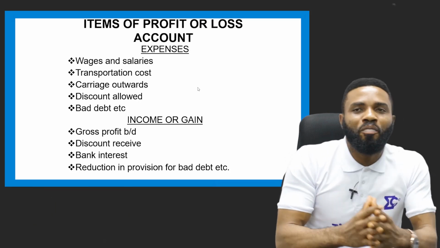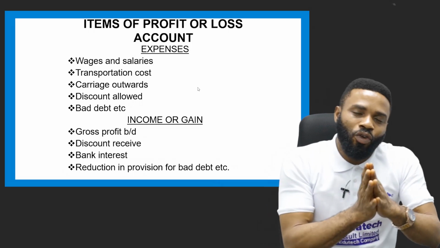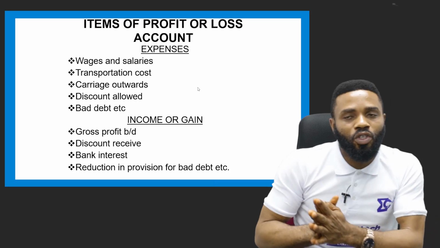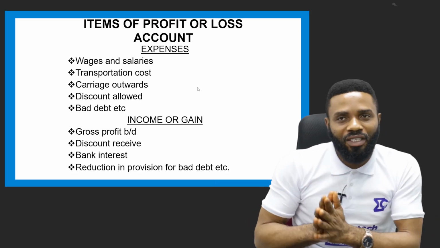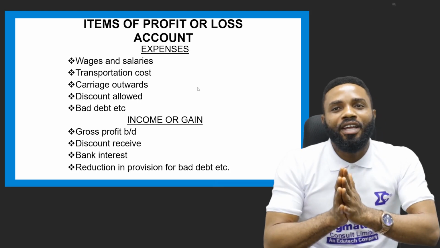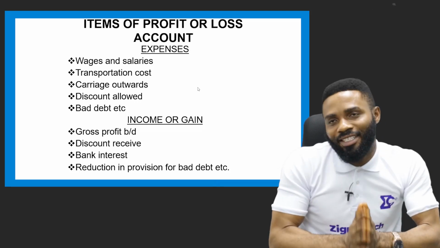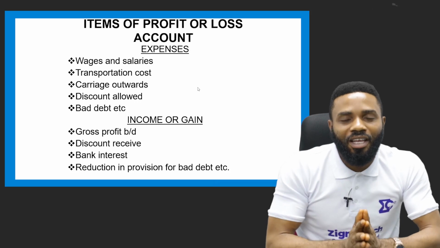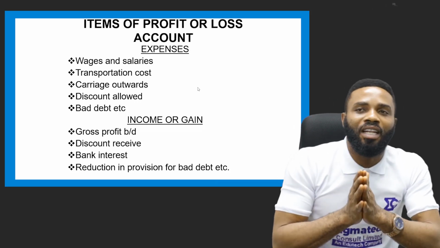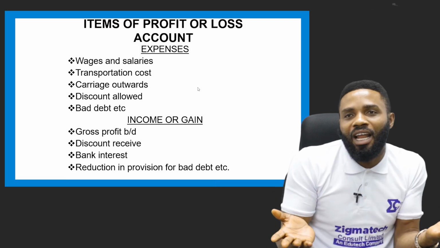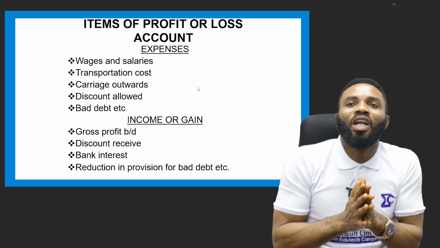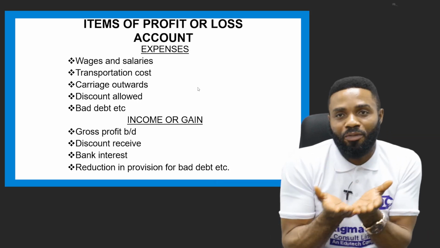An organization that is into manufacturing has what we call a set of expenses. Organizations that are into service provision have their unique expenses. So don't limit your understanding to what is being discussed in this lesson, because expenses vary with organization. But for the sake of this lesson, we are looking at wages and salary. We know that every organization pays salaries. We also know that every organization is involved in transportation.